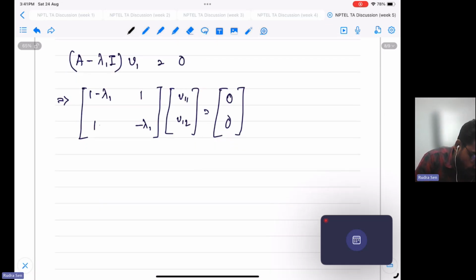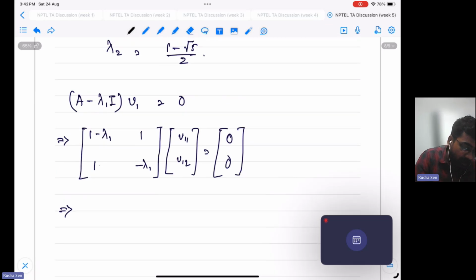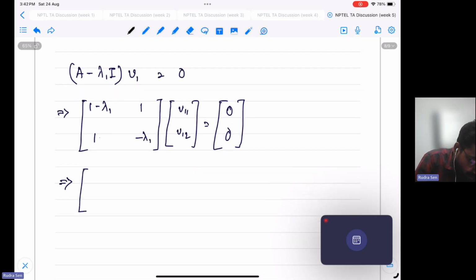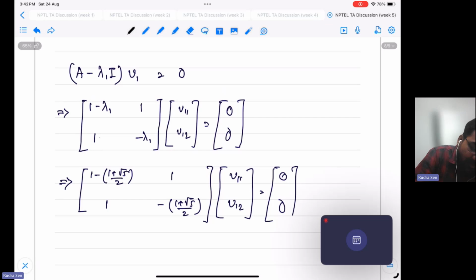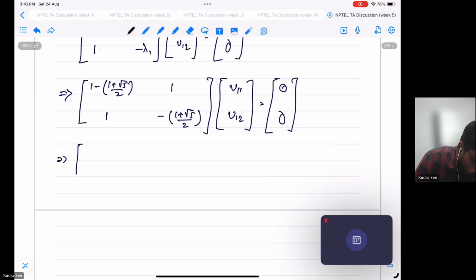Okay, so what I have to do now is put in the value of lambda 1. What I get is 1 minus (1 plus root 5)/2, this is 1, this is 1, and this is minus (1 plus root 5) whole divided by 2, times v11, v12, equals 0, 0. Okay. So what do we get? We get (1 minus root 5)/2, 1, 1, minus (1 plus root 5)/2.